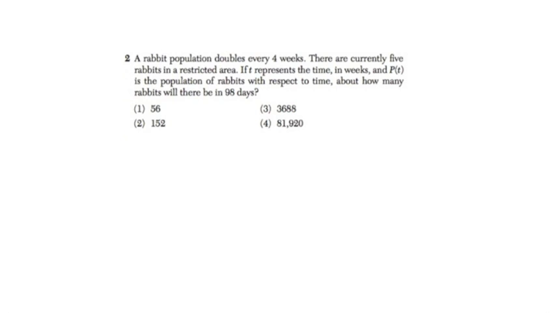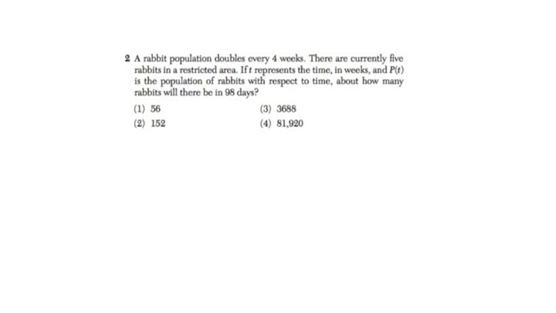A rabbit population doubles every 4 weeks. Why 4 weeks? Well, it takes about 28 days for a rabbit to give birth, 28 to maybe 32, according to raisingrabbits.com. So it takes 4 weeks for the population to double. Now there are currently 5 rabbits in a restricted area. So you start out with 5 rabbits and they can't escape. Our model wouldn't work very well if the rabbits were constantly leaving.